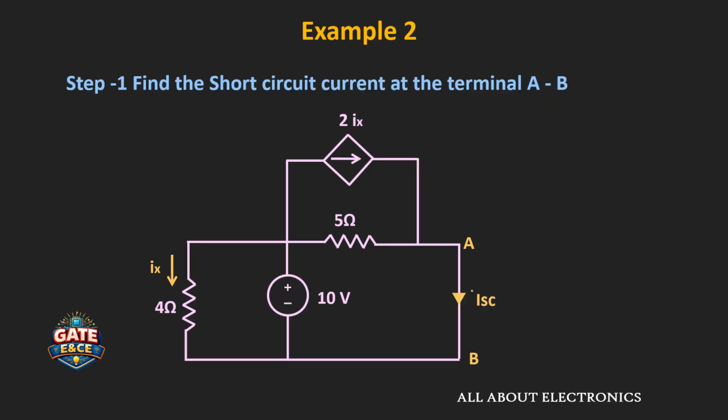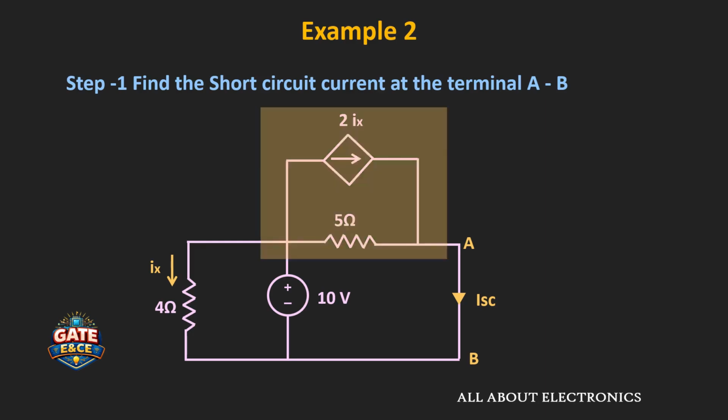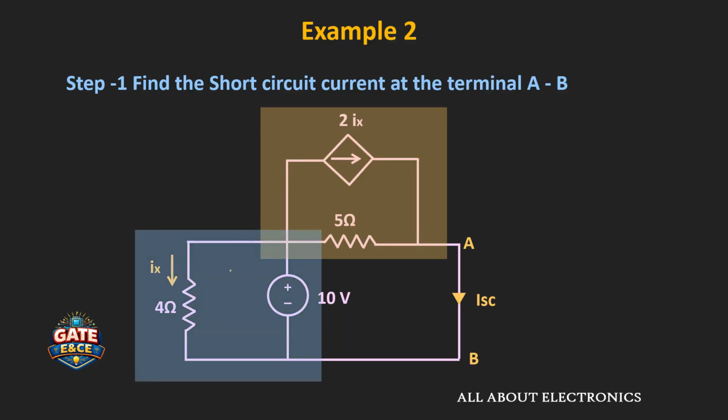Now if you see over here, once we short these two terminals A and B, then this 5 ohm resistor and this dependent current source will become parallel to this portion of the circuit. That means now the voltage across this 4 ohm and the 5 ohm resistor is equal to 10 volt. And from this we can say that this current Ix is equal to 10 volt divided by 4 ohm, that is equal to 2.5 ampere.